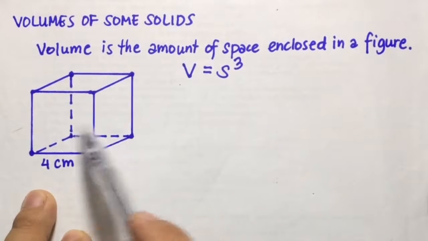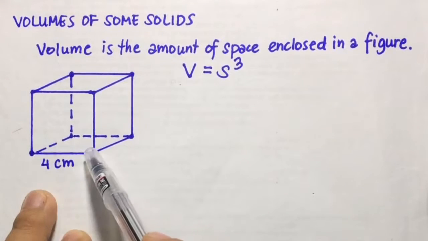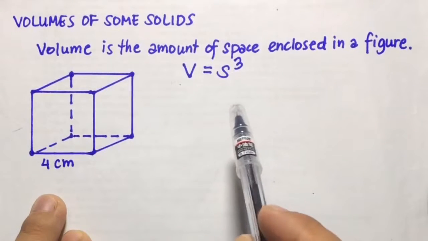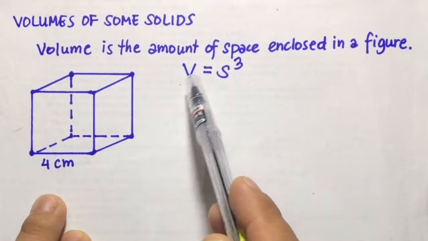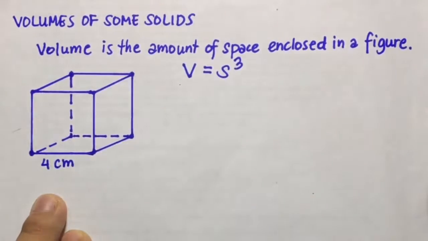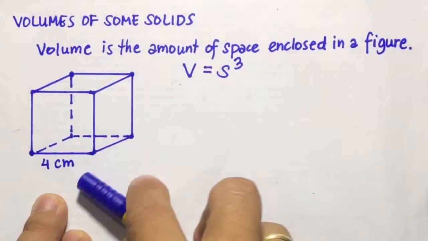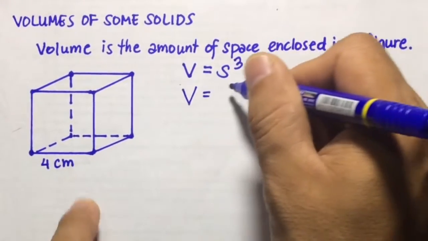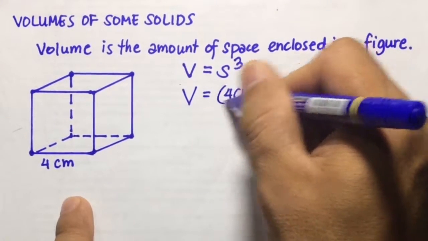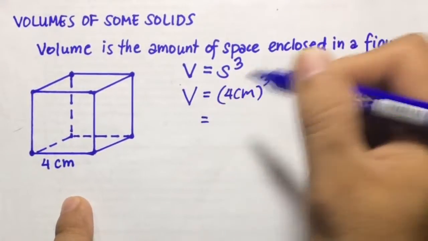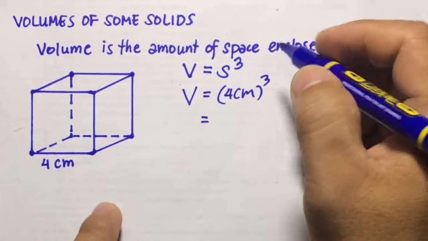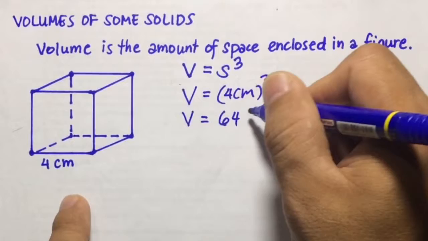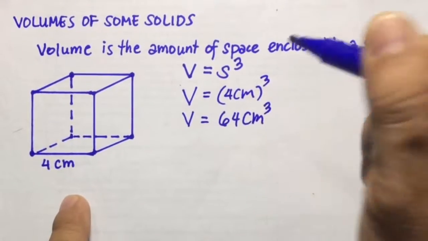so this is a cube here, and the length of the side is 4 centimeters. So volume of a cube is given by V equals S cubed. So if the length of the side is 4 centimeters, we can have the volume as V equals 4 cm cubed. So 4 times 4 times 4, that will be 64. So the volume of this cube here is 64 cubic centimeters.